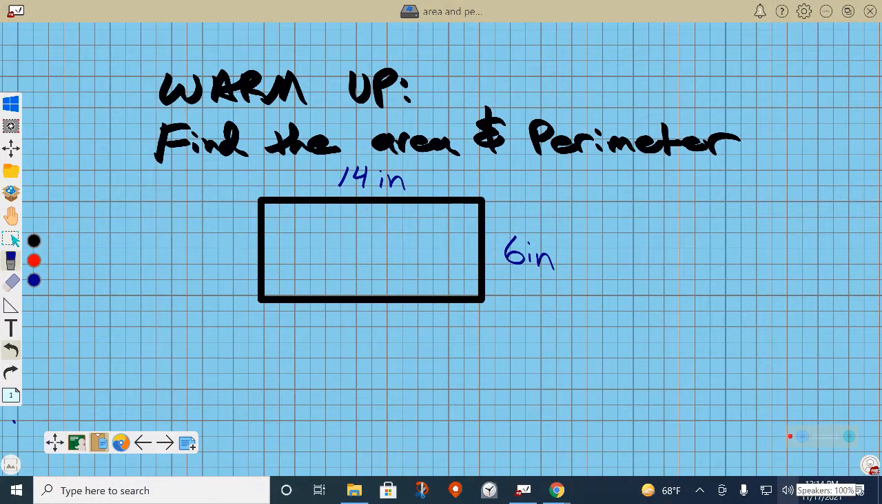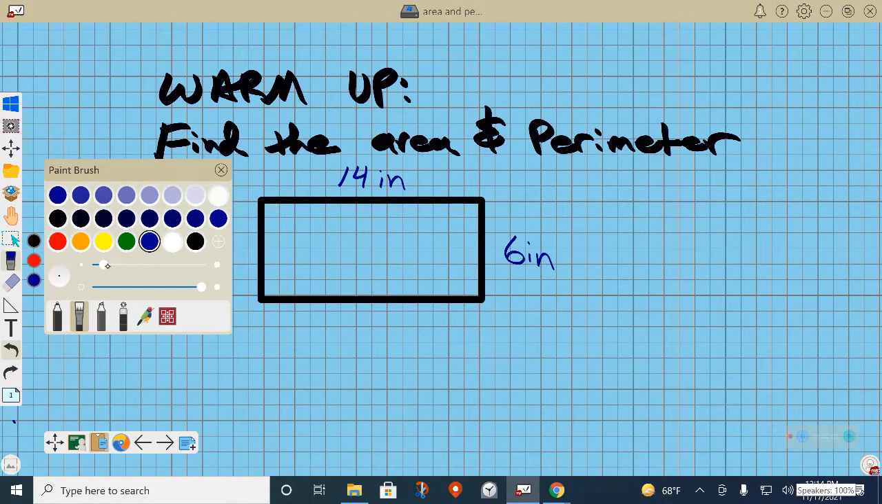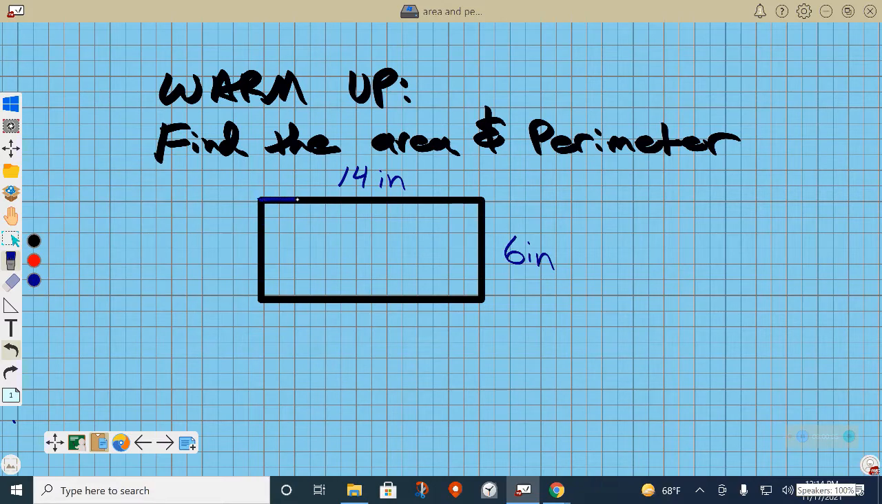Perimeter is the outside boundary of a shape. Watch. If I were to say from here to here is 14 inches, from here to here is 6, from here to here is another 14, and from here to here is 6, the perimeter is just adding all the sides up, the outside boundary.